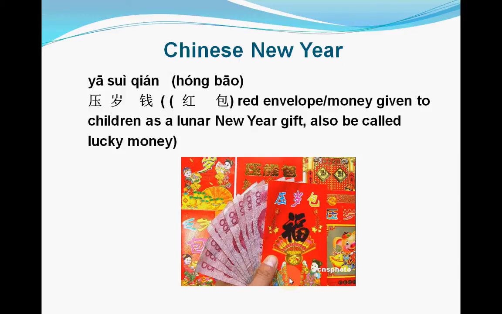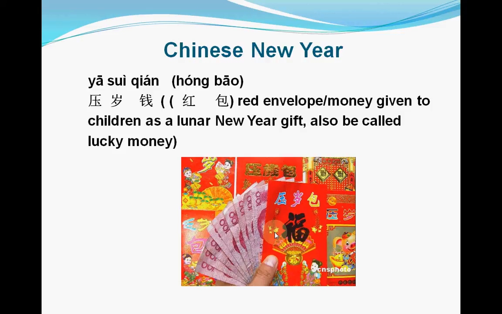For kids, besides the new gifts, new clothes, and some other things, there is also one thing they are looking forward to having. This one is 压岁钱. We also call this 红包, the red envelope. This is a gift for kids in the Chinese New Year. We put money in the red envelope to give to the kids.